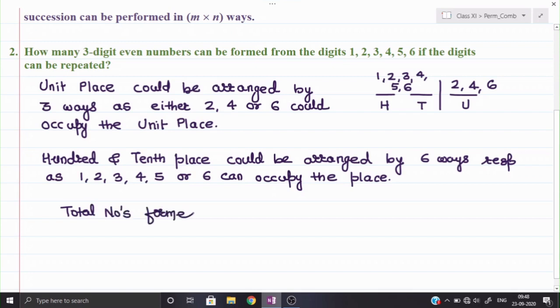First of all, we shall write down the arrangement for 100th place, that is 6, 10th place, that is also 6, and unit place, that is 3. So 6 into 6, 36, into 3, that will be 108.